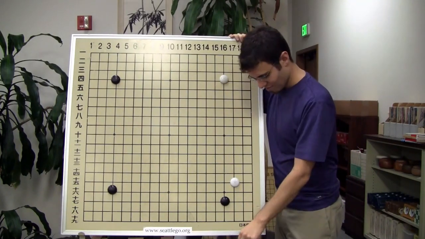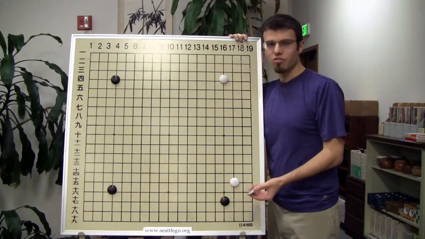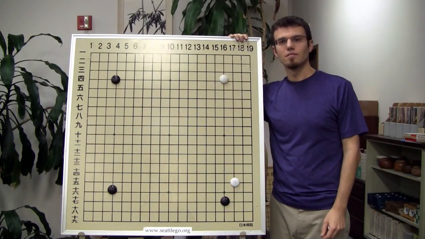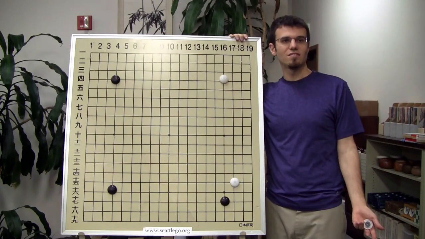White can't damage that stone. Well, white can lean on it. White can attack. White can do things. But the point is, the stone is strong. It's not going to die. So, black feels good, right?